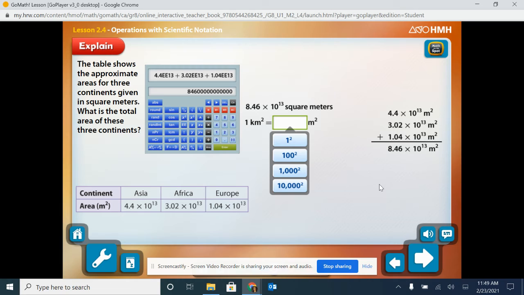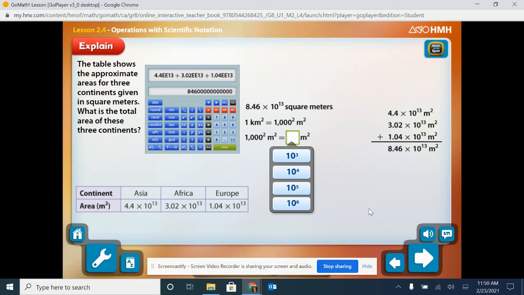Large areas are usually written in more appropriate units, such as square kilometers. If 1 kilometer equals 1,000 meters, how many square meters are in 1 square kilometer? I was getting confused on this one, but if 1 kilometer equals 1,000 meters, how many square meters in a square kilometer? So that means it's going to be 1,000 squared square meters. That's right. 1 square kilometer is equal to 1,000 squared square meters.